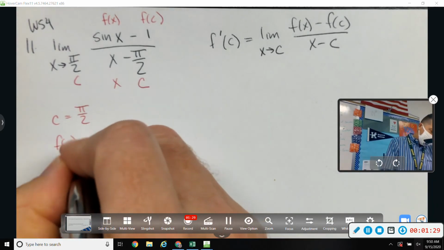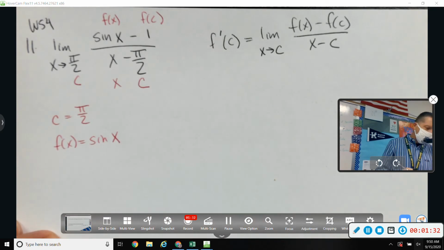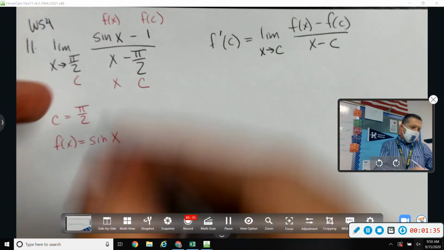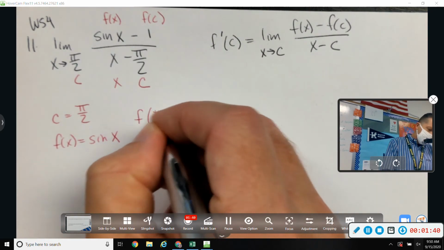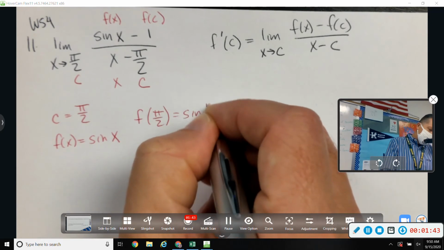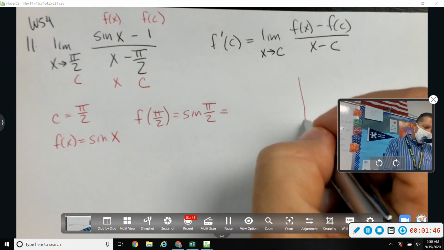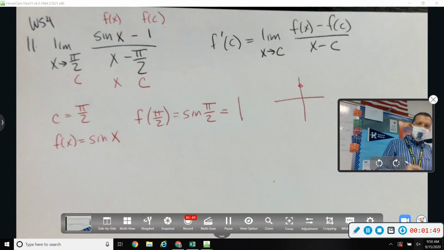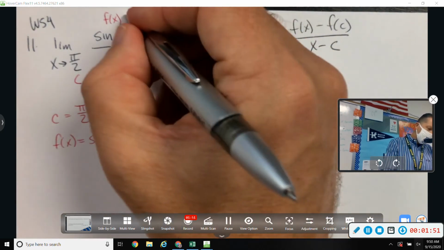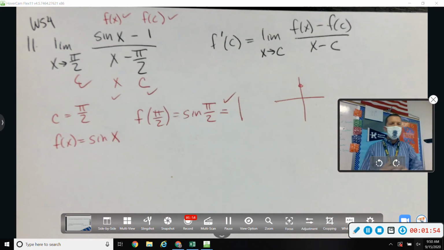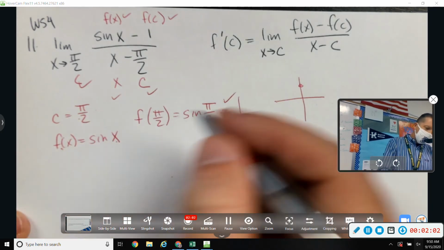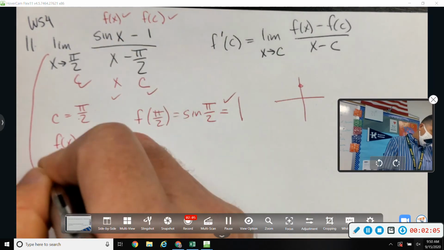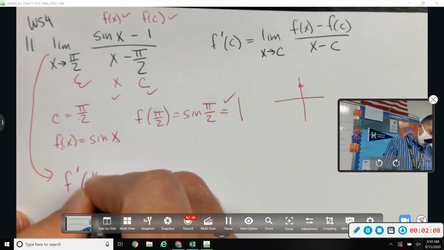F of x is sine of x. F of c, let's see, f of pi over 2 is the sine of pi over 2. And the sine of pi over 2 is 1. So that kind of checks out that, yes, that is f of c. So now everything kind of lines up. It matches the alternative form of the definition, where f of x is sine and c is pi over 2. And so what this equals is f prime at pi over 2.